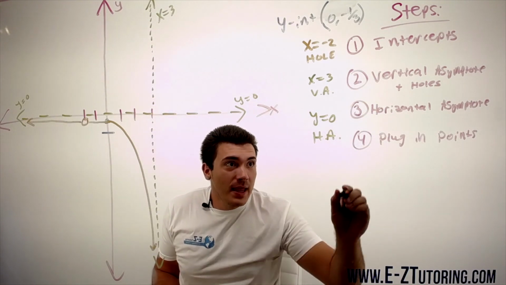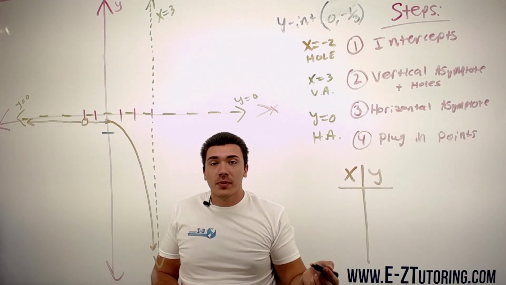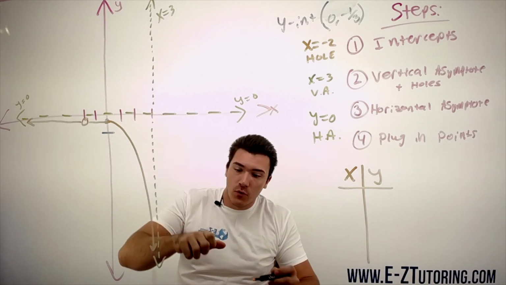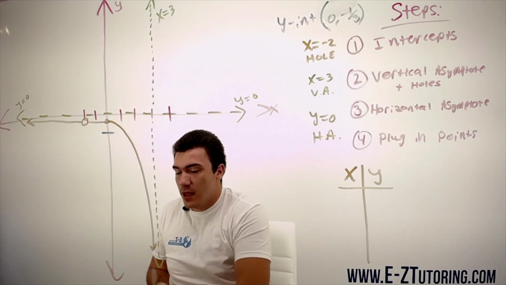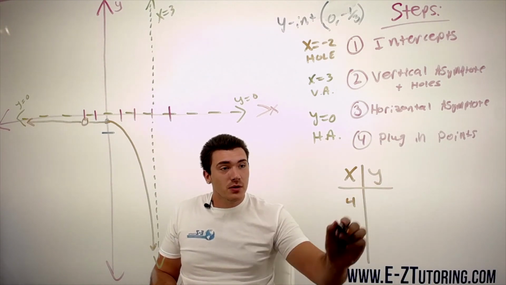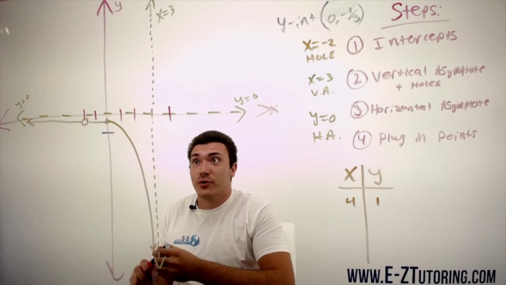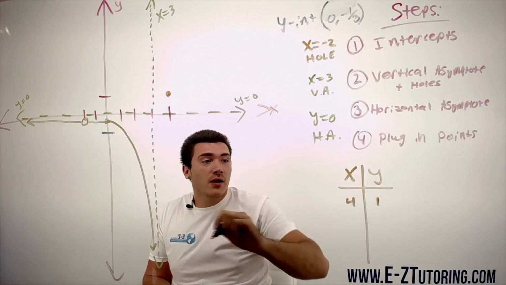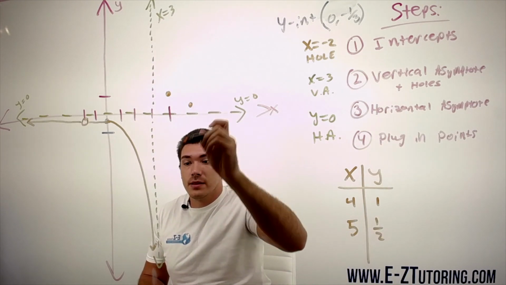So we make an x, y table, and we should plug in points past the vertical asymptote. So we have 1, 2, 3, 4. 4 is the first point past the vertical asymptote, that is the point we should plug in for x. When you plug in 4, you will get a 1. I won't go through the algebra because we'll be here all day, and I'm sure you guys want to get rid of me pretty quickly. So we have 4 comma 1, which goes right there. We could plug in a 5 and get 1/2, which will go right there.